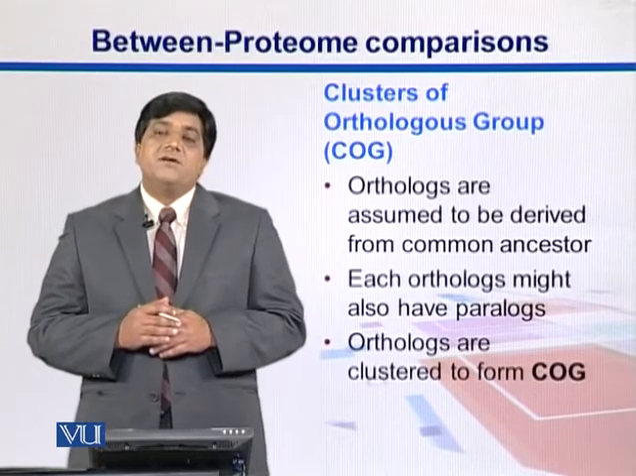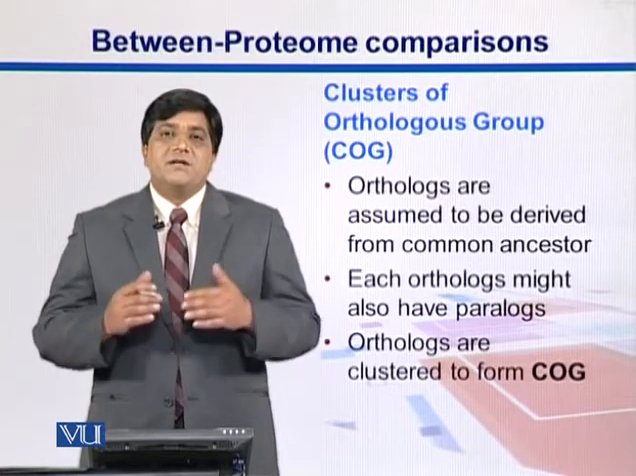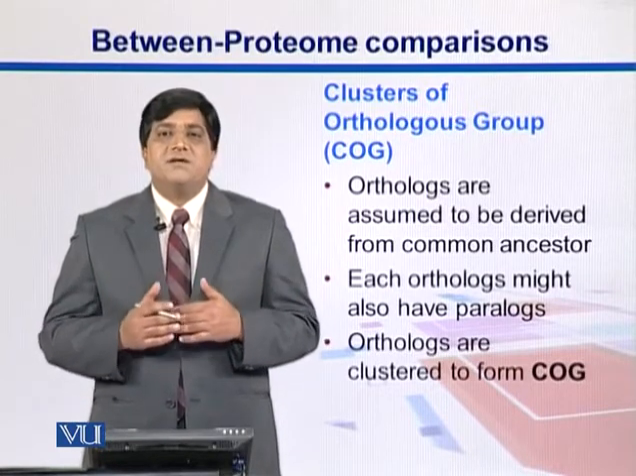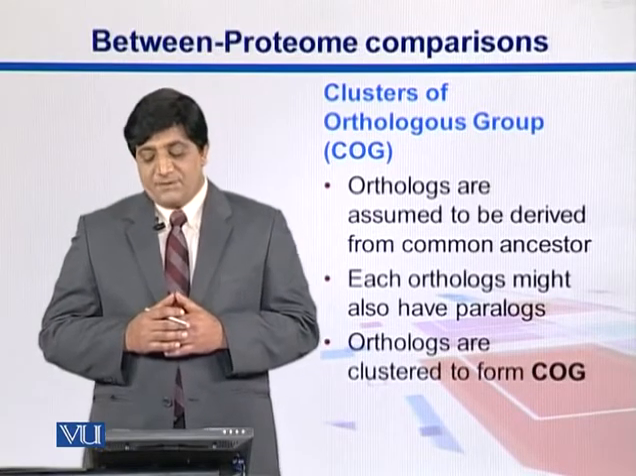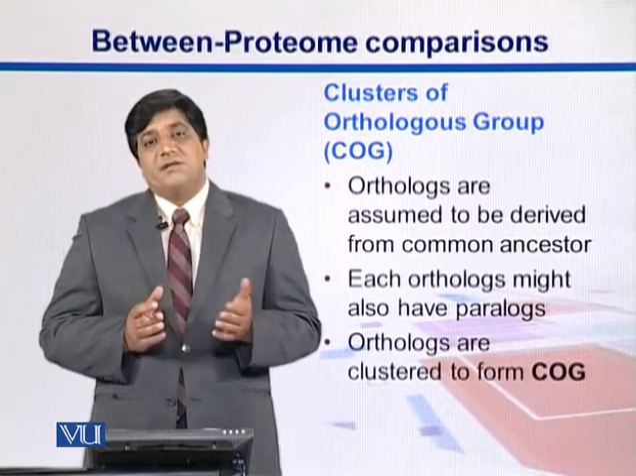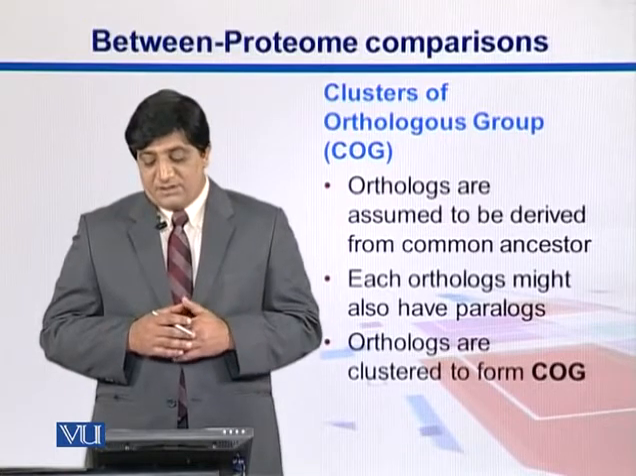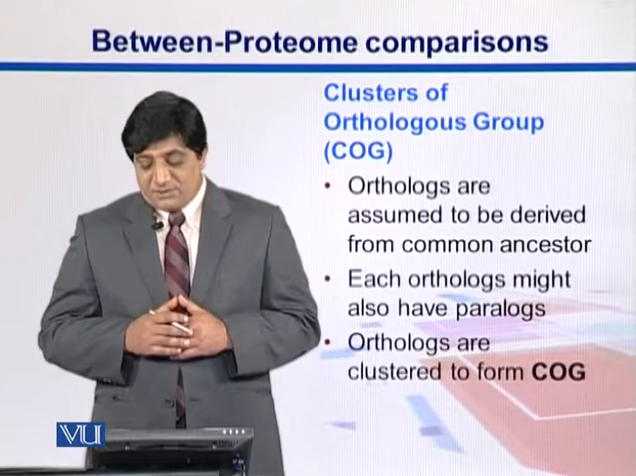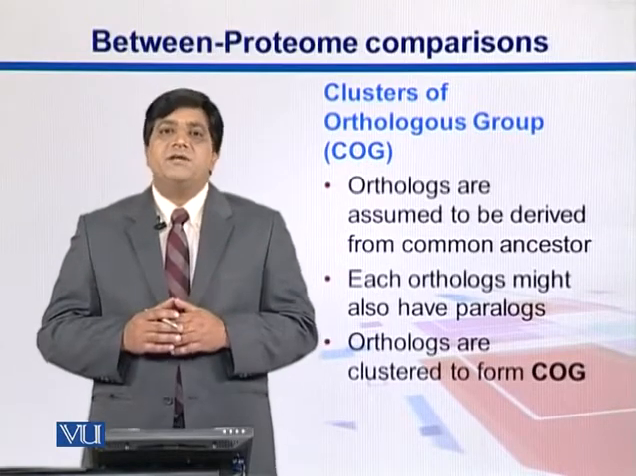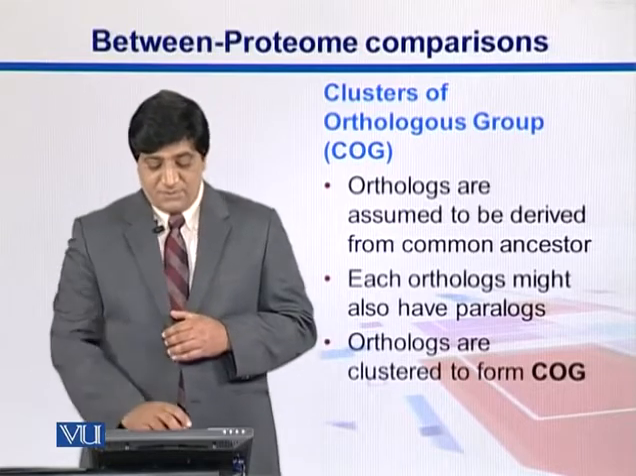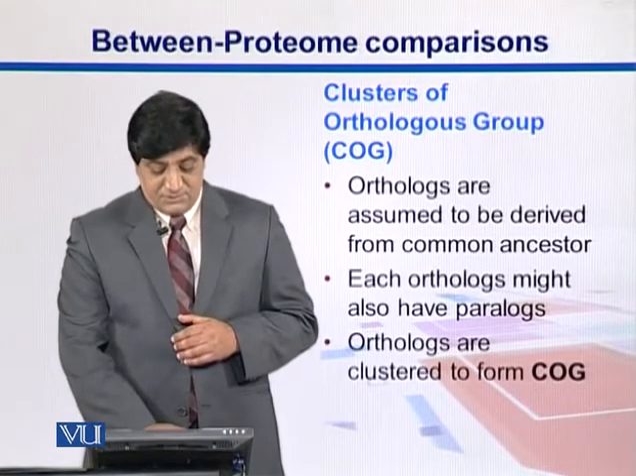In this way, we can group those organisms which are similar to one another. We call them clusters of orthologous groups, or COGs. Since orthologs are believed to be derived from common ancestors, they might also have paralogs. Within the organisms, the orthologs might also go through duplications, but orthologs can be studied as COGs.